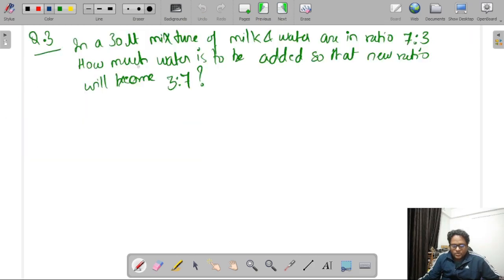Similarly, we see the next question. In a 30 liter mixture, we have 30 liters of mixture, milk and water.